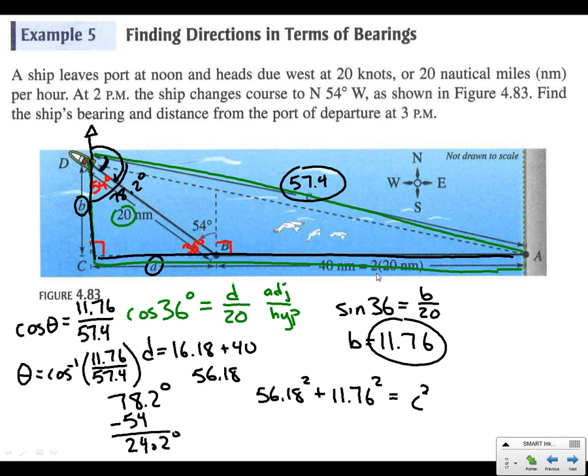Okay. The bearing there would be 180 minus 54, 126 degrees. We started by pointing north, and we spun towards the east. So that would be our bearing.